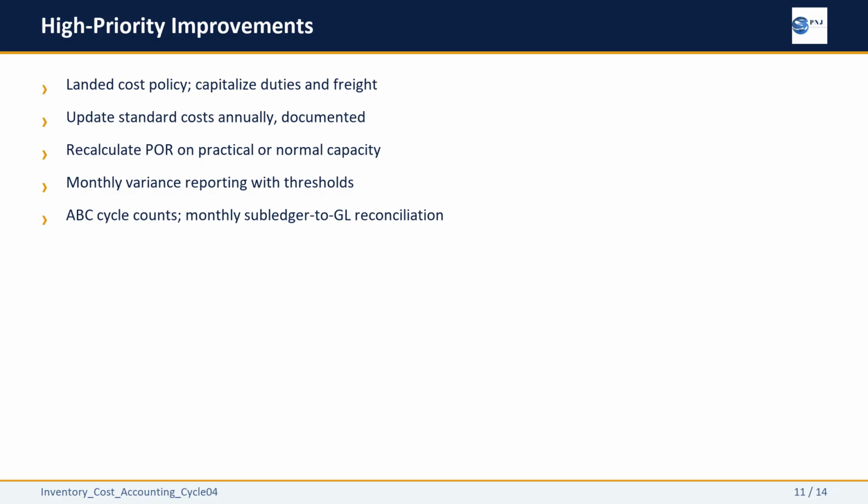Recalculate the POR annually using practical or normal capacity. Establish monthly variance reporting with investigation thresholds for all 9 variances. Implement an ABC cycle count program. Reconcile the inventory subledger to the general ledger monthly. Perform an LC/NRV assessment at every reporting date, and enforce blind counting with independent teams.